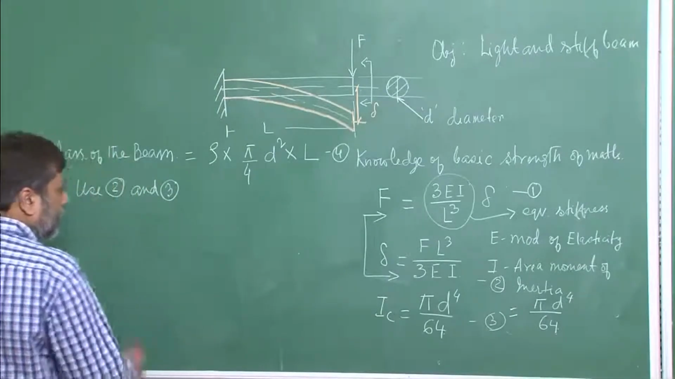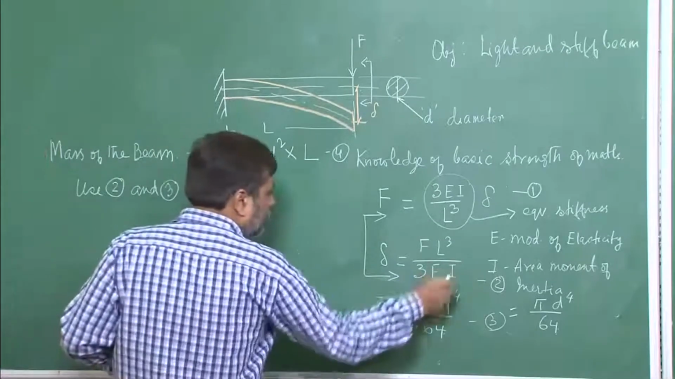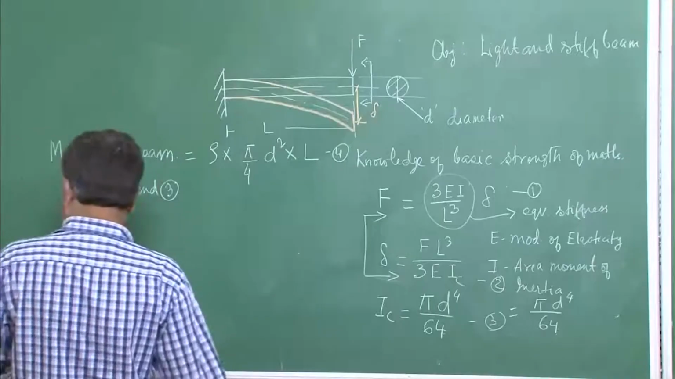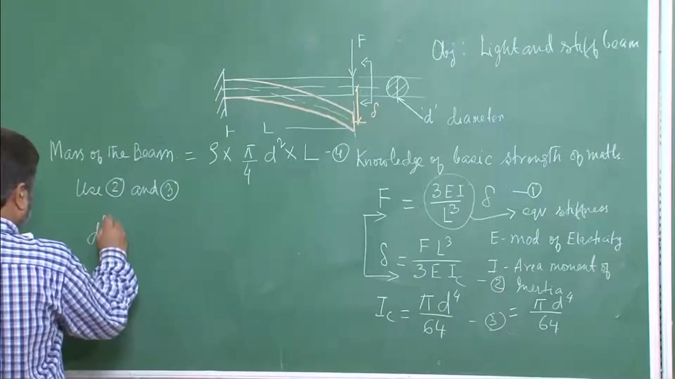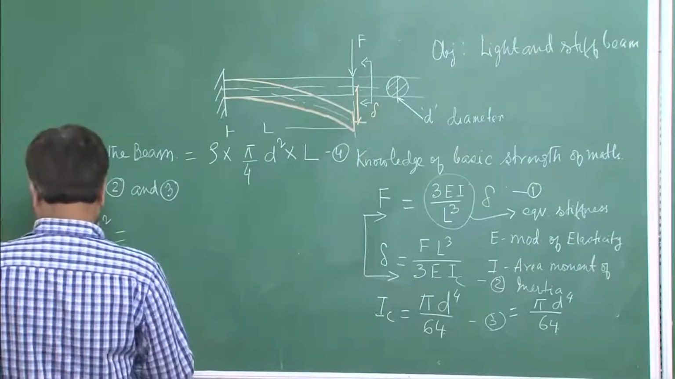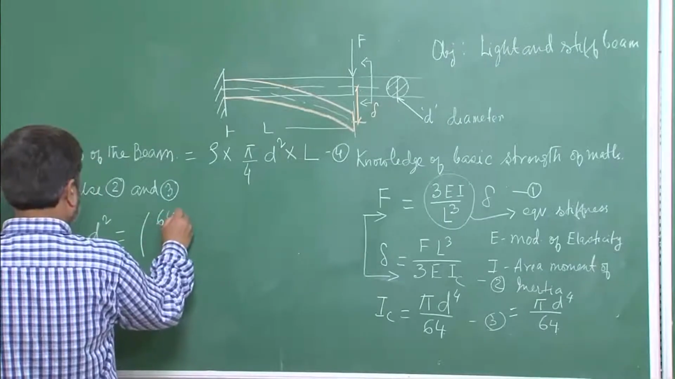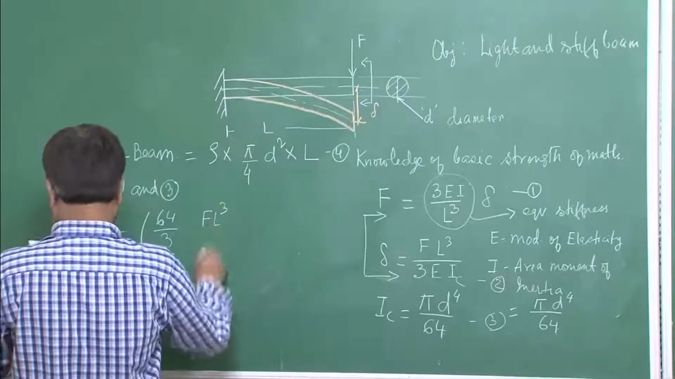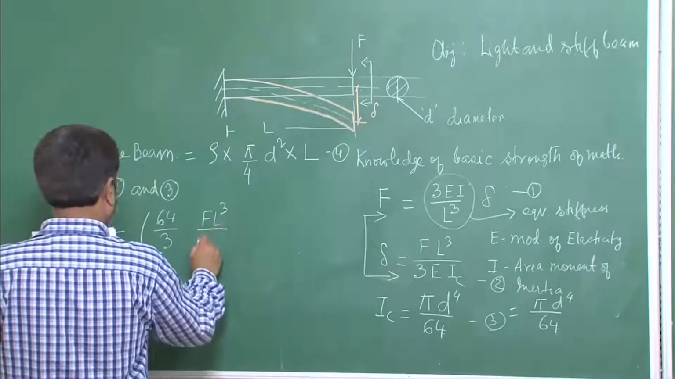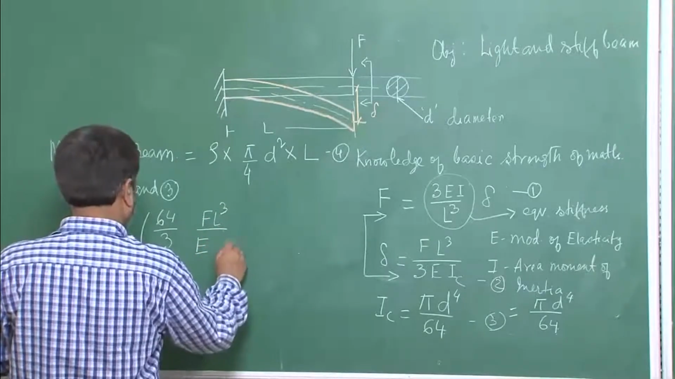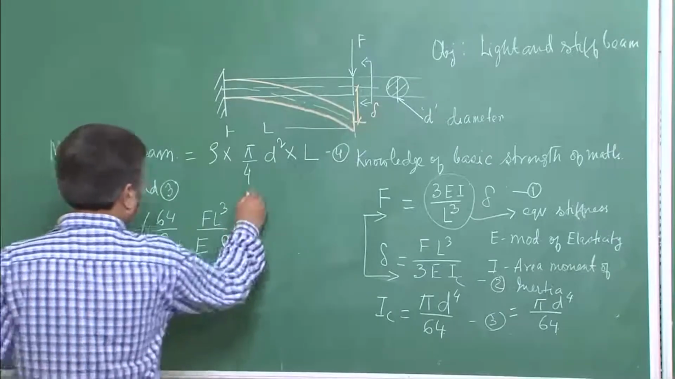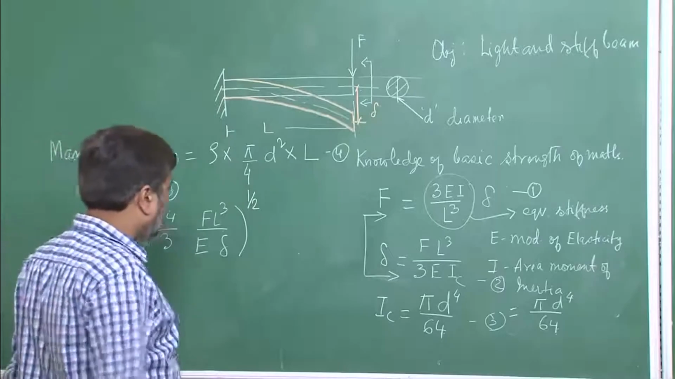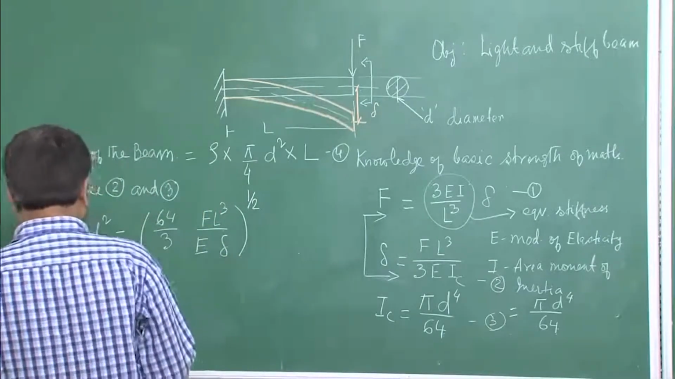So, what we can get is that I is here and that is nothing but I_C, which is pi d to the power 4 by 64. So, I can write d square equals, with a little bit of algebra, 64 by 3 F L cube over E delta, whole to the power half, that is square root of the whole thing. That is my expression of d square.